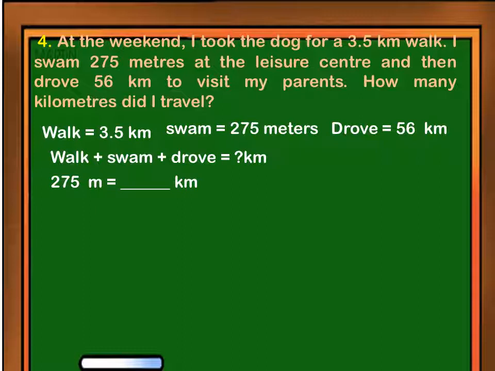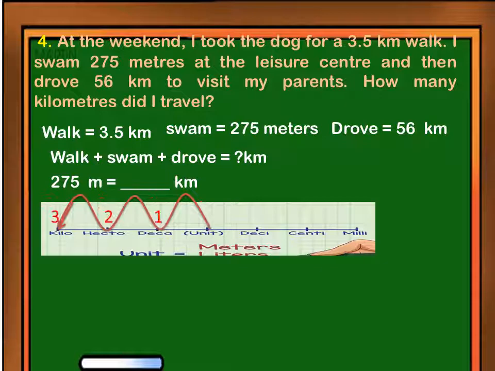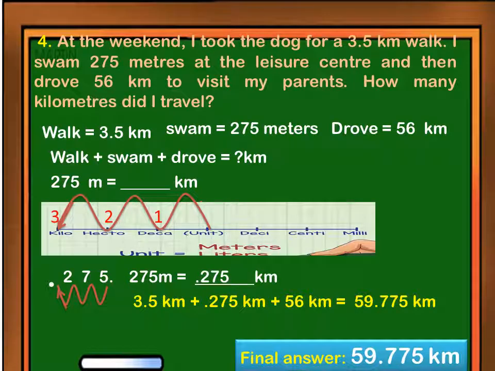The final answer should be in kilometers. First, we must convert 275 meters to kilometers. There are 3 steps going to the left, from meter to kilometer. So, we have to move the decimal point 3 places going to the left. We can now add the 3 givens. 3.5 kilometers plus 0.275 kilometers plus 56 kilometers equals 59.775 kilometers. Final answer, 59.775 kilometers traveled.